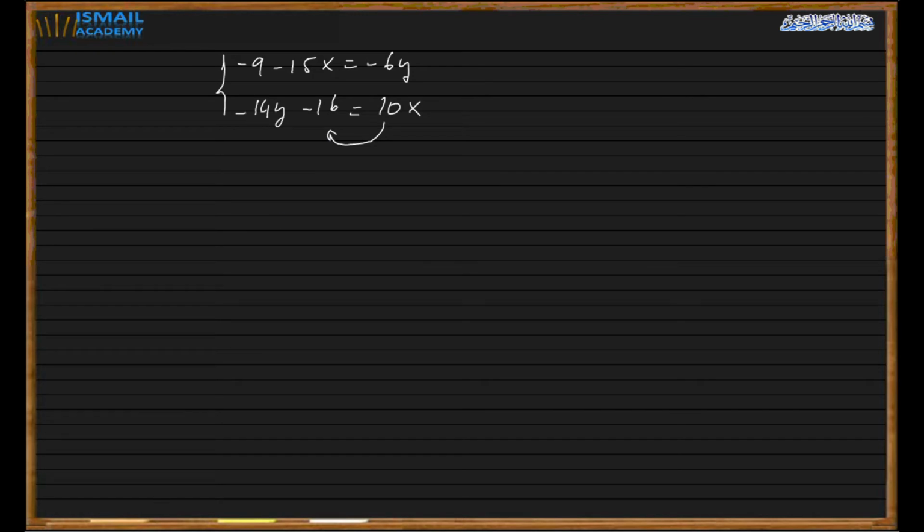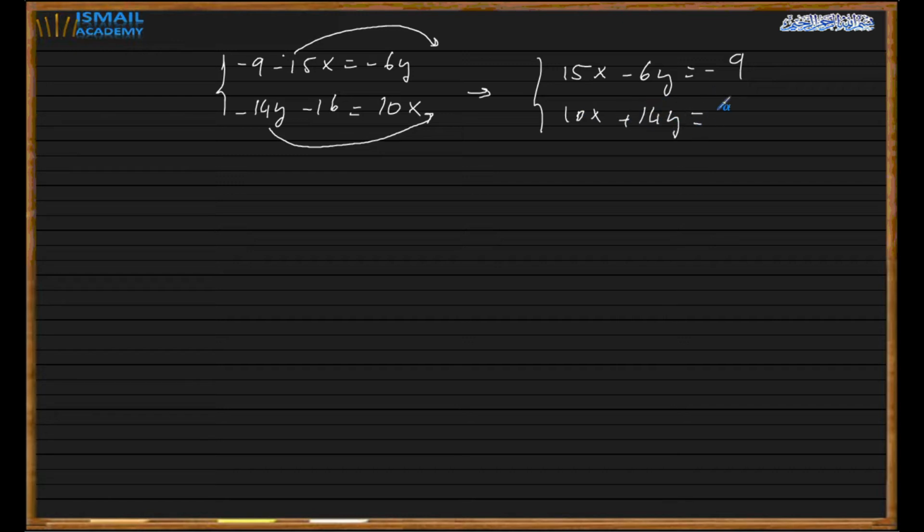You know what? Let's do this. Let me move the 14y, it's better, because then everything is positive. So I'm going to move minus 14y here, and the sign of minus 14y will become positive. If I move minus 15 to that side, it will become positive. So my final system will be 15x minus 6y equals minus 9, and here I will have 10x plus 14y equals minus 16. This is what I will get when I do that operation.